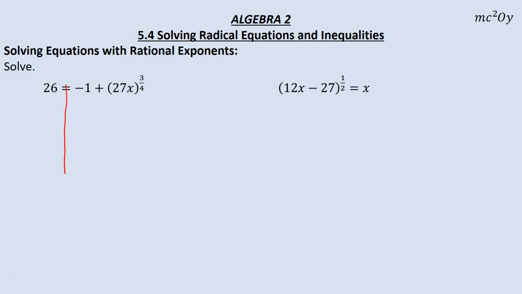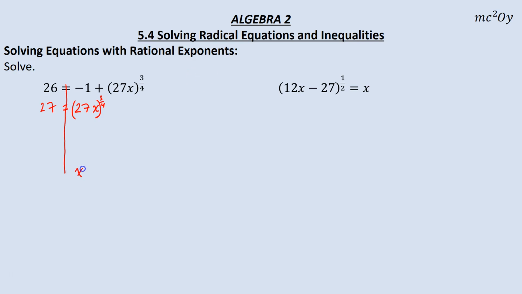All right, so we're going to go ahead and treat it kind of the same. I'm going to think of this 27x to the 3/4 as your radical piece. I'm going to move that 1 over first by adding 1. So I get 27 is equal to 27x all to the 3/4. Now really, when you're trying to get x by itself, if you think of just x, actually, let's put it at the bottom here.